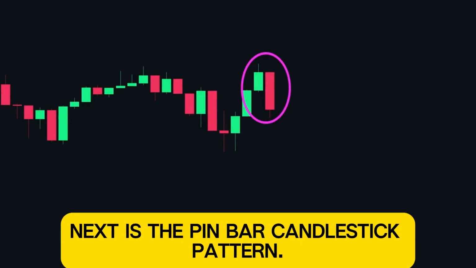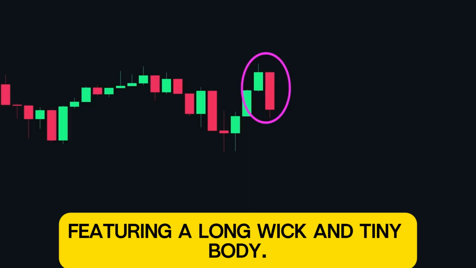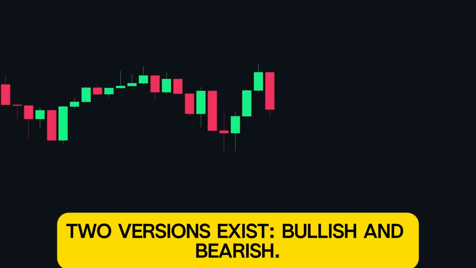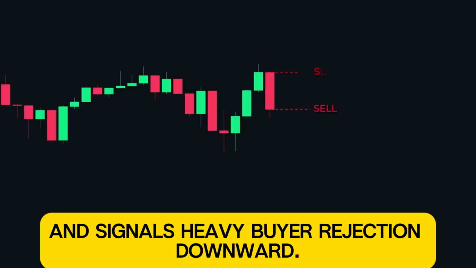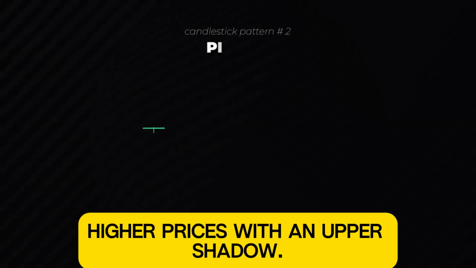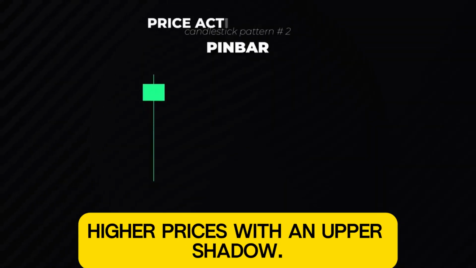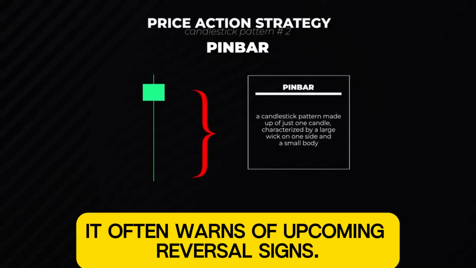Next is the pin bar candlestick pattern. The pin bar is formed by a single candle, featuring a long wick and tiny body. 2 versions exist, bullish and bearish. A bullish pin bar has a lower wick and signals heavy buyer rejection downward. A bearish pin bar shows sellers rejecting higher prices with an upper shadow. When a pin bar shows up on charts, it often warns of upcoming reversal signs.